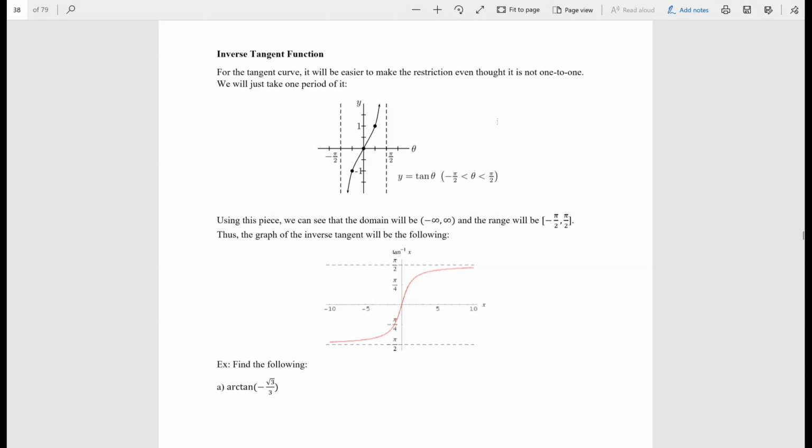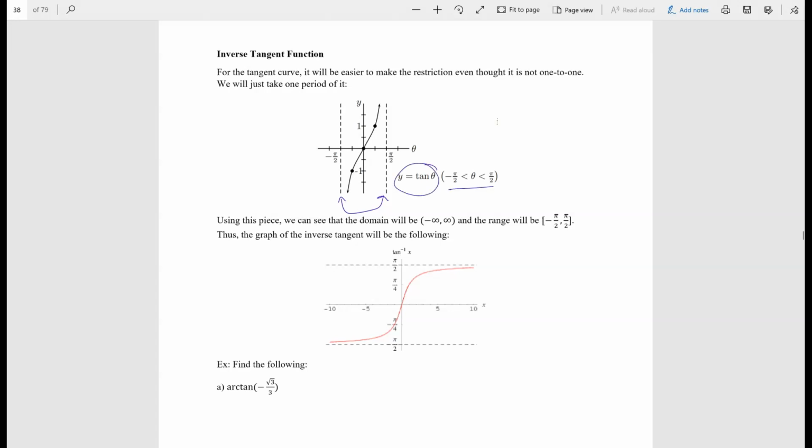In this video, we will talk about the inverse tangent function. So we're going to look at the tangent curve. Clearly it's not one-to-one, so we're just going to take one whole period of it, because it just makes sense. This is going to continue oscillating, but it makes sense for one period to be just one piece. Here this is going to be the tangent of theta.